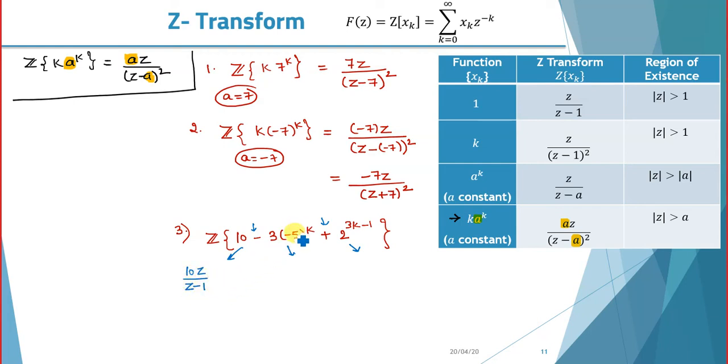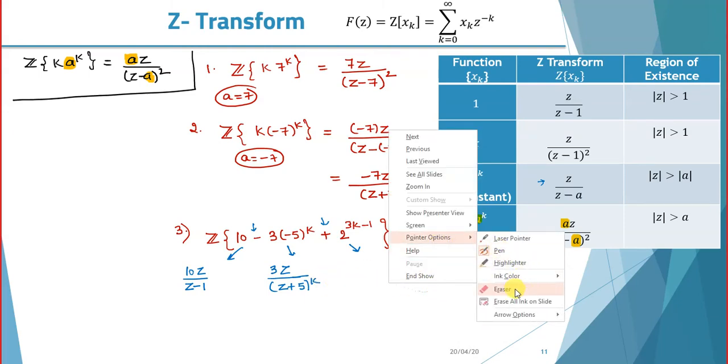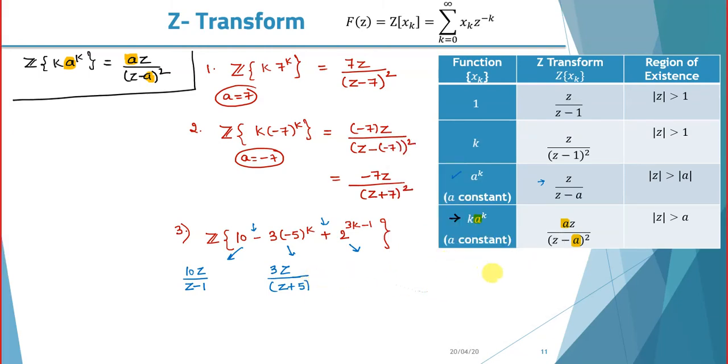It gives you 10z over z minus 1. For the second one, 3 is a scalar, keep it the same. Minus 5 to the power k, we will use this rule. z over z, if it is minus, it becomes plus 5. Sorry, not power k. This power should not be there. z over z plus 5.